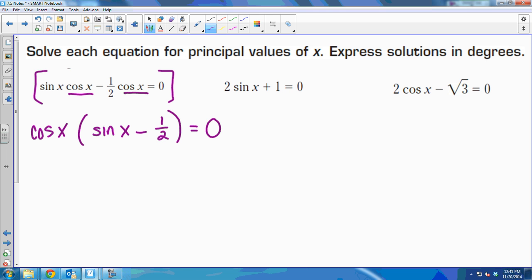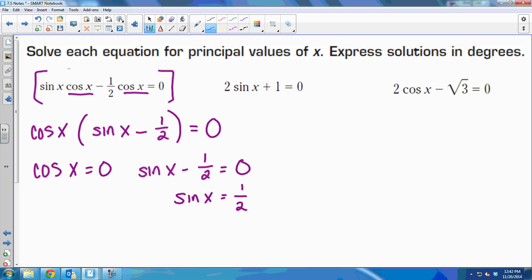All right, now, just like yesterday, using the zero product property, each one of those factors gets set equal to 0. So we have cosine x equals 0, and sine x minus 1/2 equals 0. On this second equation, I need to add the 1/2. But now I have two different angle measures I'm looking for.